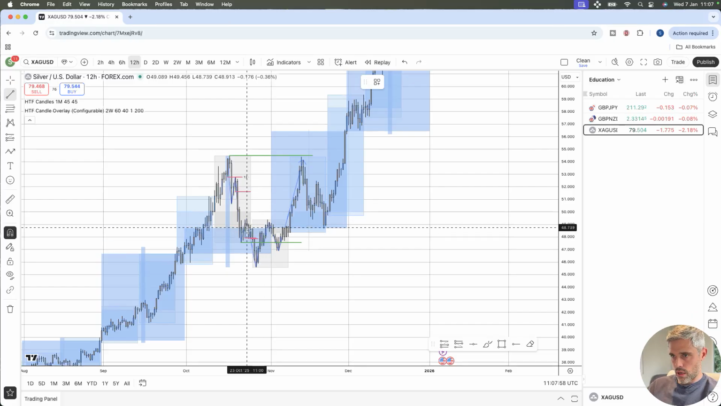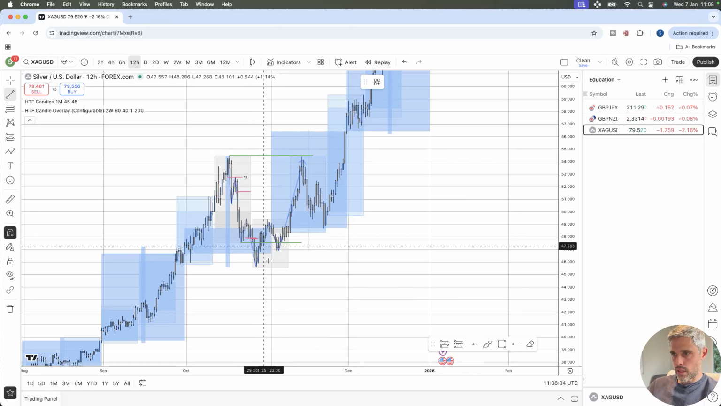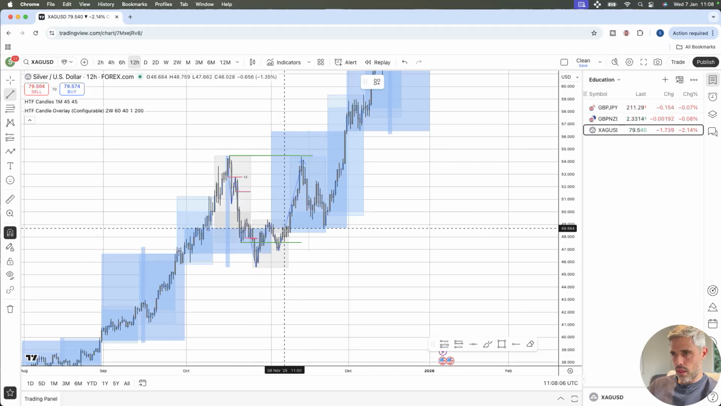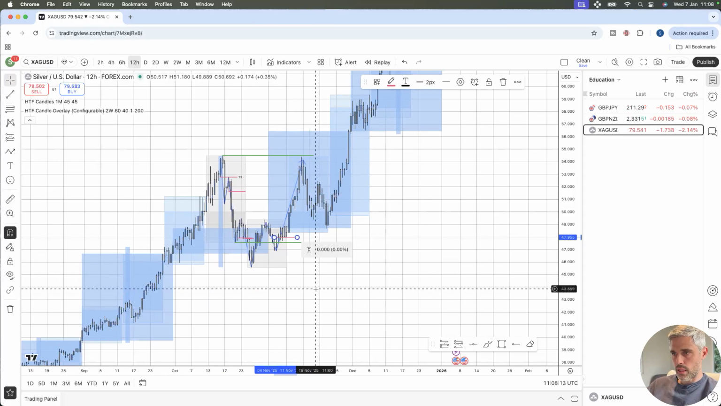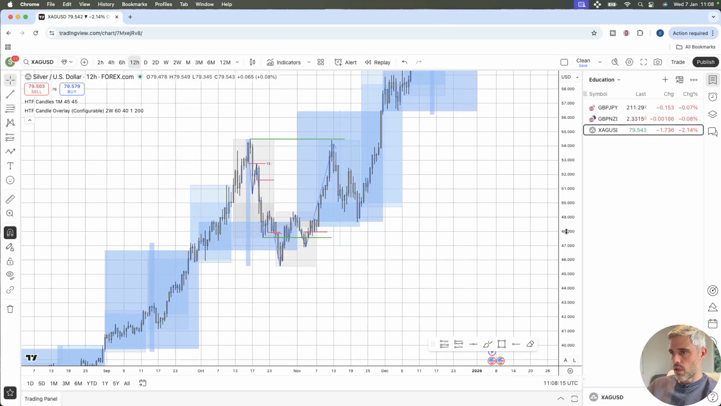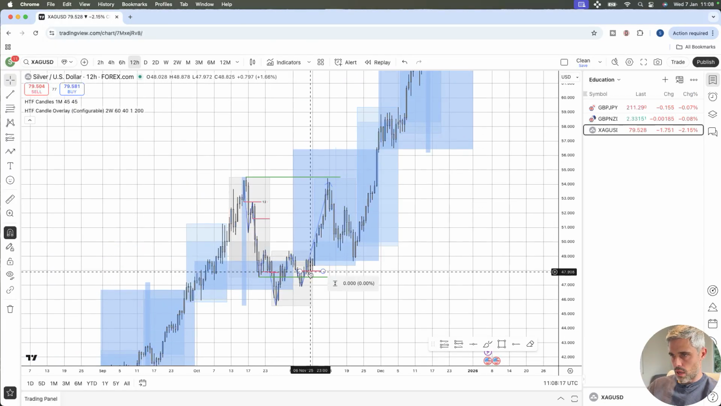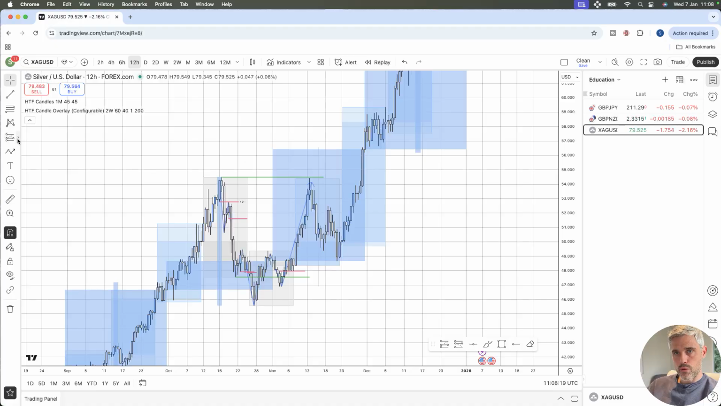price coming into this area of supply, starts to be respected here. So you're still within this middle candle right now. You might think, okay, this is going to go lower. It doesn't. We get a new 12-hour order block right there. And then the move happens.